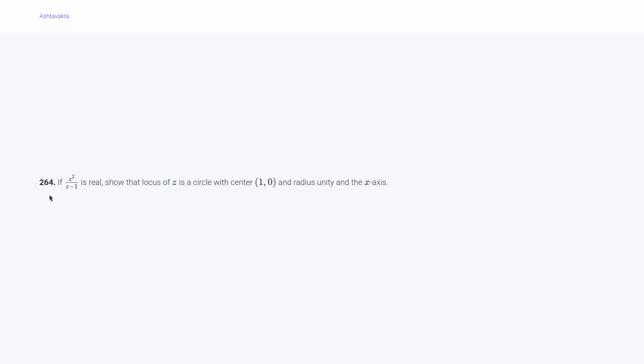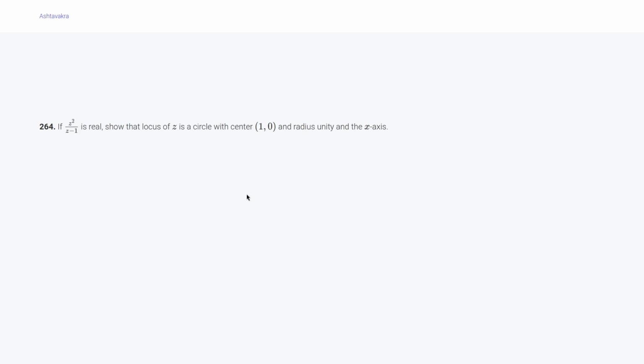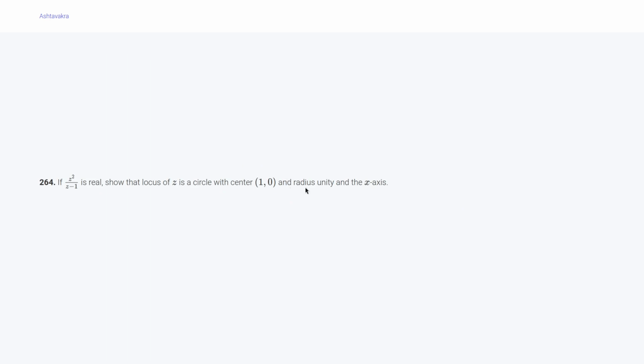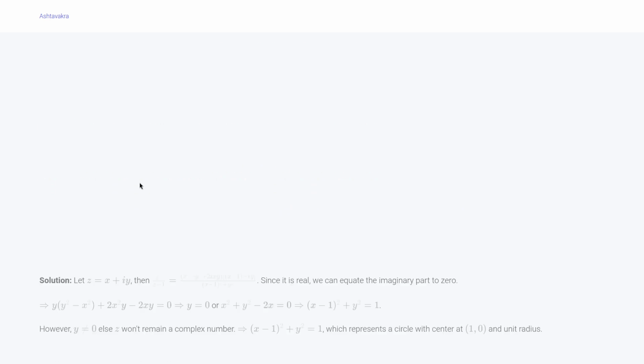Question 264 says that if z square by z minus 1 is real, show that the locus of z is a circle with center 1, 0 and radius unity, and the x-axis. Seems the problem is incomplete. Okay, let's see. Unit radius. Yeah, I think this is extra. There is some typing mistake.